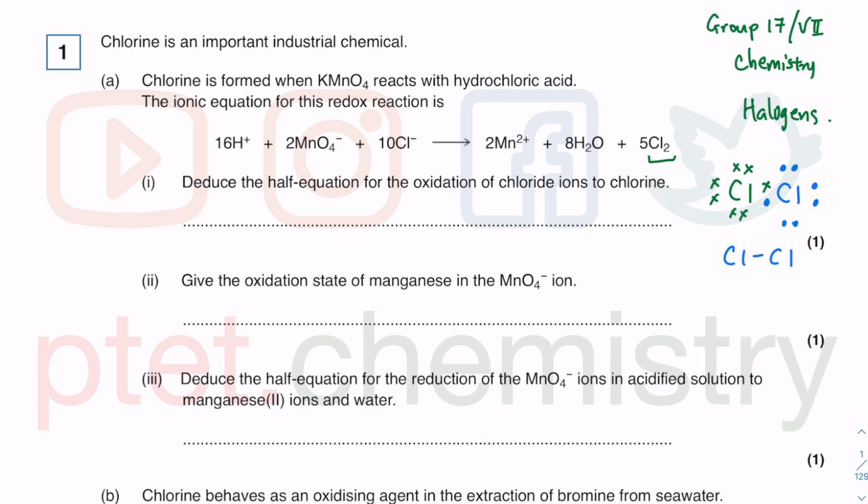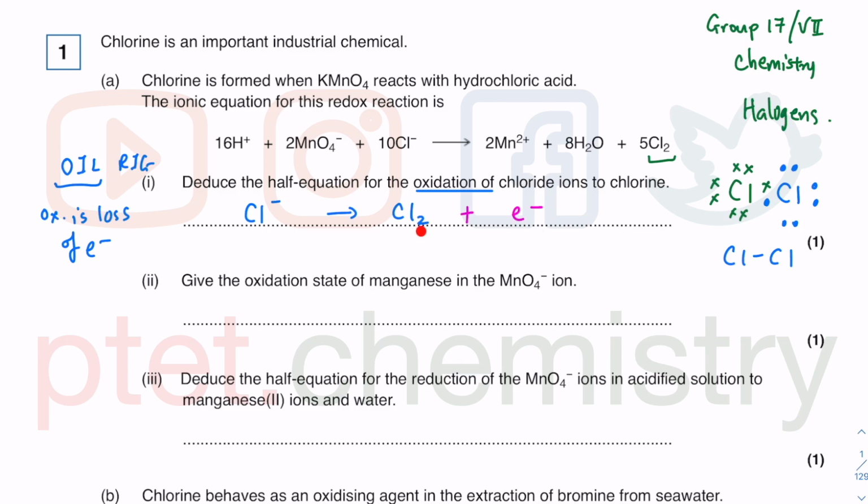Deduce the half equation for the oxidation. So we know about the acronym OIL RIG, where the OIL basically means oxidation is loss of electrons. So from the chloride ion Cl minus to become Cl2, the Cl minus loses electrons. That is why we have the plus electrons on the right hand side, because from the left to the right, the Cl minus has lost the electrons.